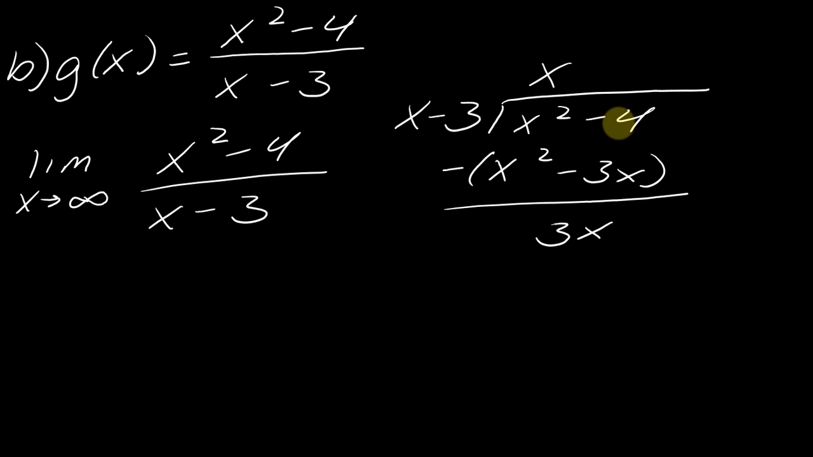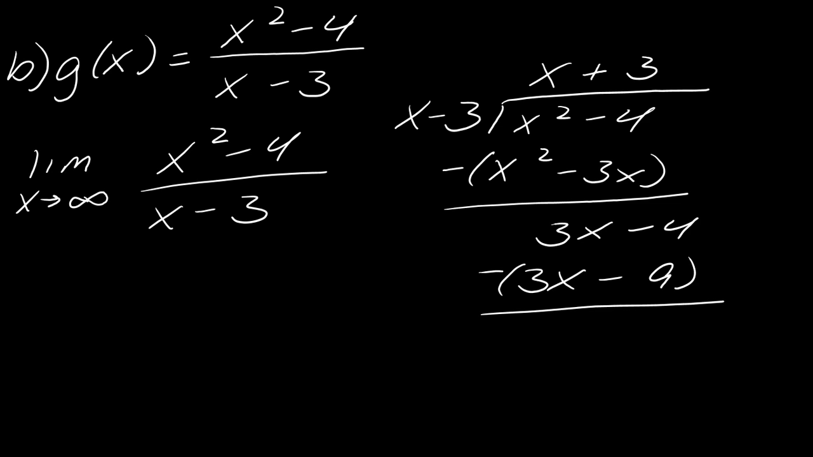This is not an x here, right? This was minus 4. So this will be 3x minus 4, and now I repeat the process. So what do I multiply x by to get to 3x? That'll just be 3. So this will be plus 3. So then I get 3x minus 9, and I subtract all of this off. So I get just 5.